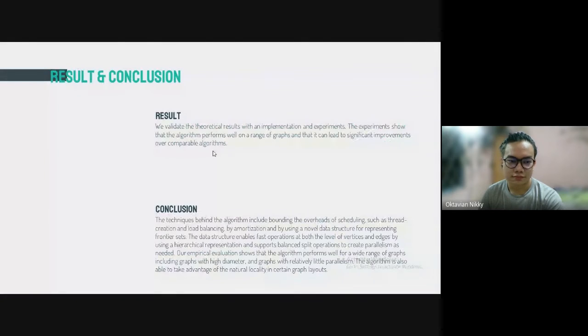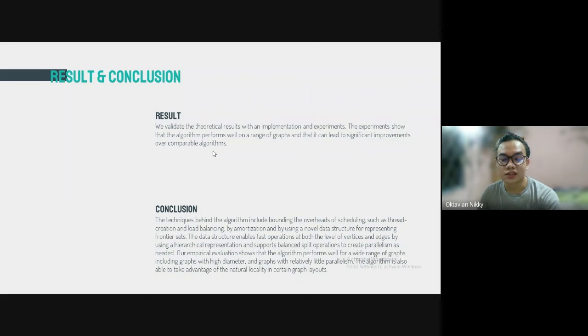And for the result and conclusion, we validate the theoretical result with an implementation and experiments. The experiment shows that the algorithm performs well on a range of graphs and that it can lead to significant improvement over comparable algorithms. And for the conclusion, the techniques behind the algorithm include bounding the overhead of scheduling such as thread creation and load balancing by amortization and by using a novel data structure for representing frontier sets.